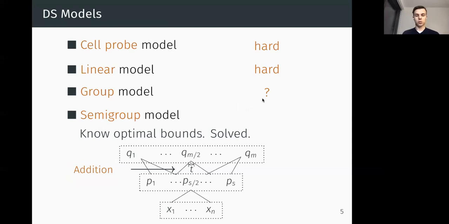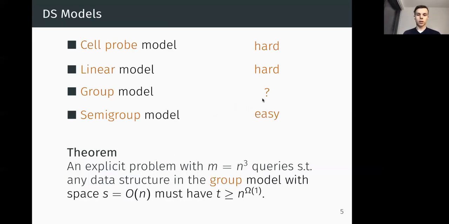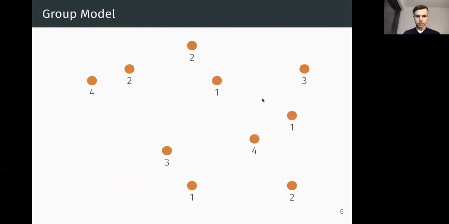Optimal lower bounds were known then for 20 or 30 years. So we improve in the group model, as I said, and we give an explicit problem with a cubic number of queries such that any structure in the group model with linear space must have a polynomial query time. So this kind of separates the group and semi-group models from the harder linear and cell probe models.